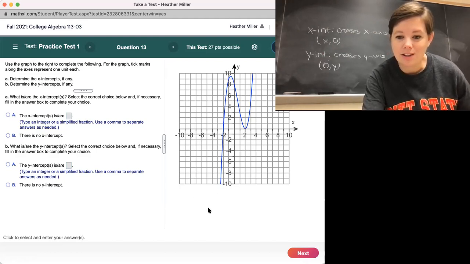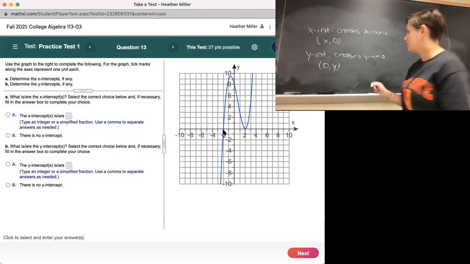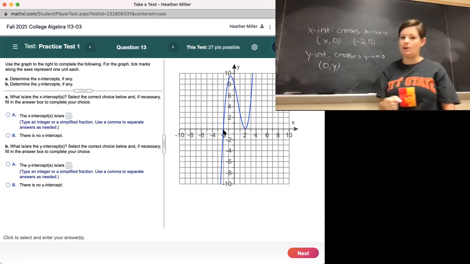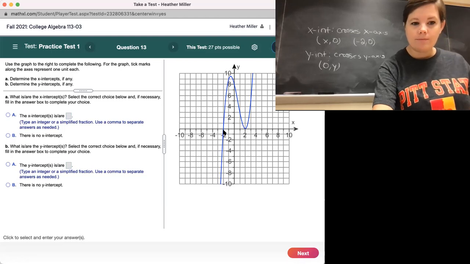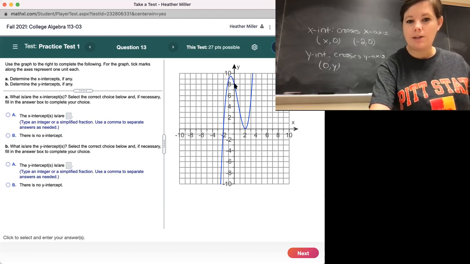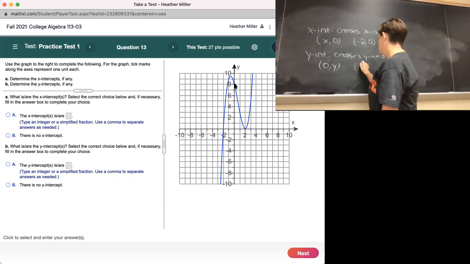I usually just start on the left and I follow my graph until I cross my x-axis or I touch it. So I hit it right there at -2, 0. And then I go up and then it starts to come back down. Oh, there's my y-axis though, right there at 0, 8.